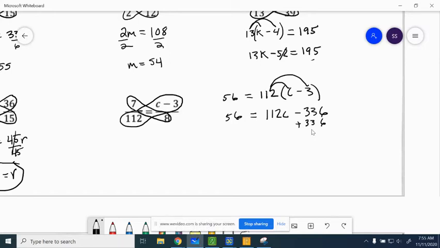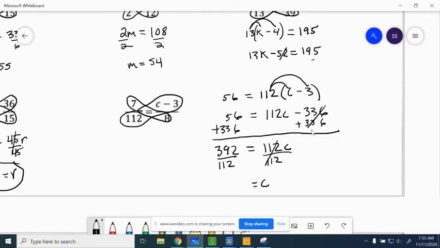If I do it to one side, I got to do it to the other side, so I got to add 336 over here as well. Cancels out on the right side, and on the left side we get 392 is equal to 112c. And last step, to get the coefficient equal to 1, we divide by the exact coefficient in front of the variable. You do it to one side, you got to do it to the other side. And so I'm left with 1c is equal to 3.5.